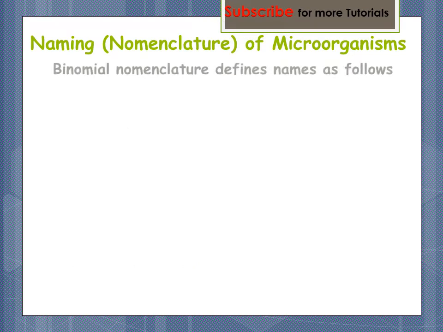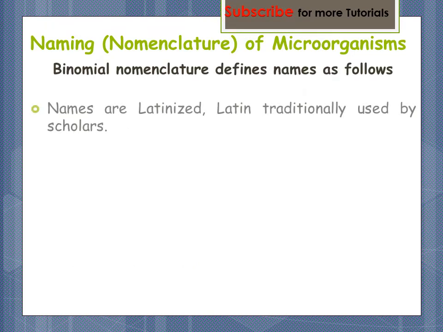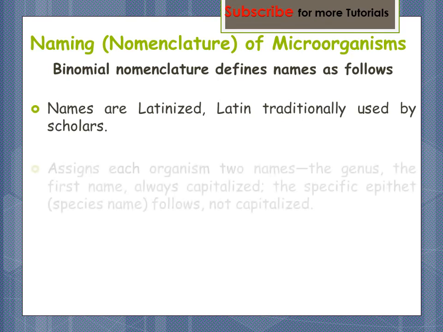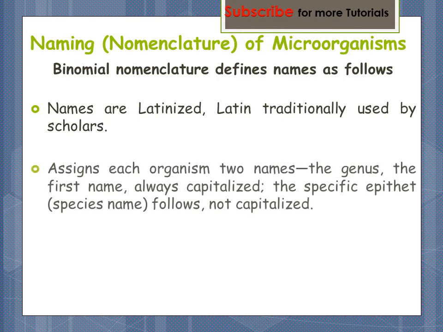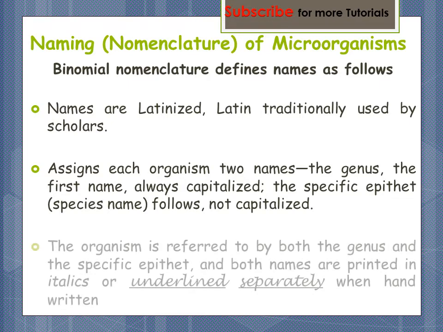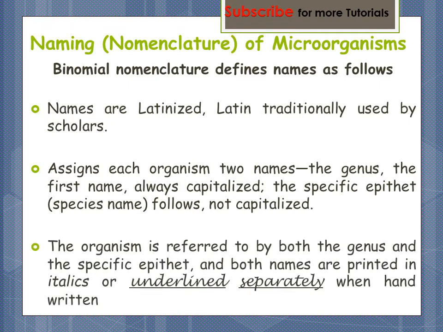Binomial nomenclature defines names as follows. Names are Latinized. Latin was traditionally used by scholars. It assigns each organism two names: the genus, the first name, that is always capitalized, and the specific epithet that is not capitalized. The organism is referred to by both the genus and the specific epithet, and both names are printed in italics or underlined separately when handwritten.